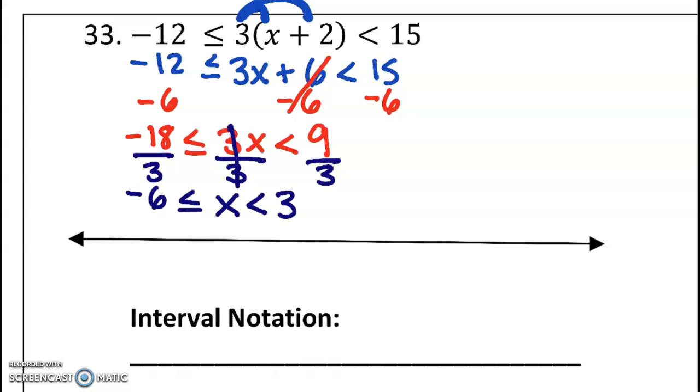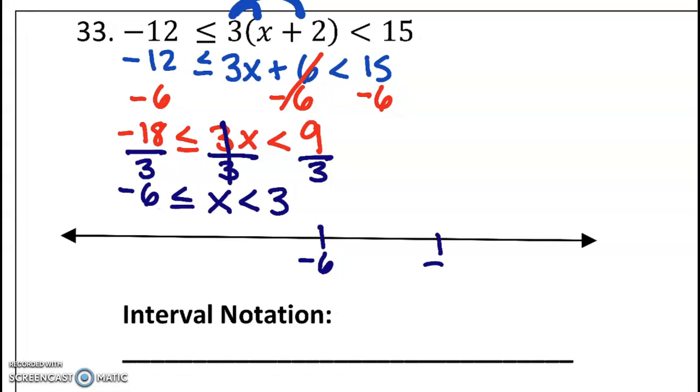Wait, isn't it if it's like negative 3x? Yes. Yeah, so if the negative was hanging out with the x and you divided by the negative, then you would flip the sign. So, this kind of reads that x is in between negative 6 and 3. Negative 6 goes on the left-hand side. 3 goes on the right-hand side. You don't need to be perfect and exact. You don't need to go and give me all the little slash marks in between.